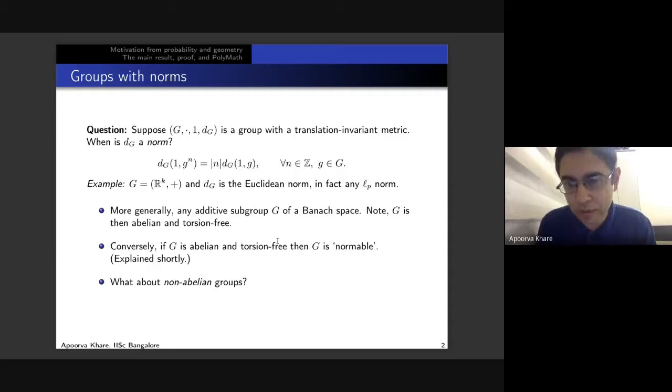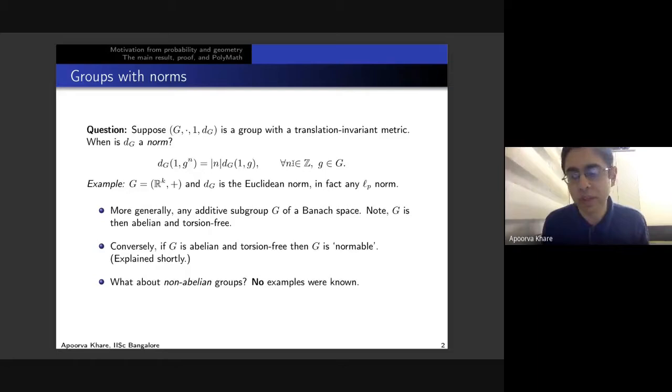So the question is, what about non-abelian groups? Can you give me an example of a non-abelian group with a translation-invariant metric, which is a norm? And that was the question. Are there non-abelian groups with norms? Turns out no examples were known, and no negative result was known. So what's the answer? It's as simple a question as that. Can a non-abelian group have a norm?